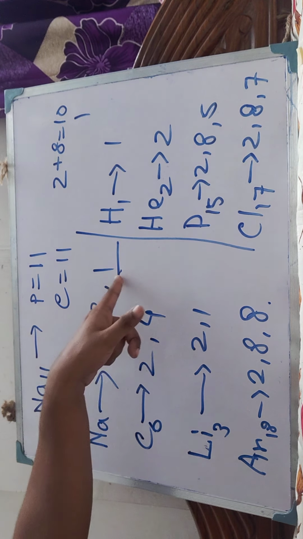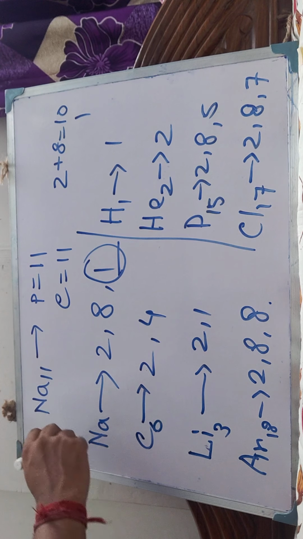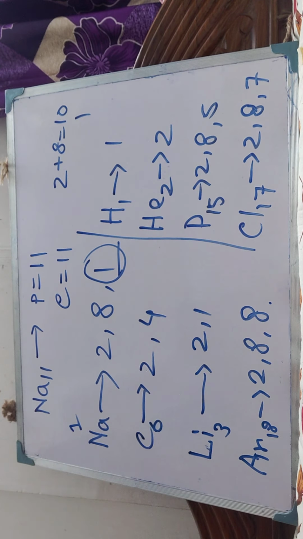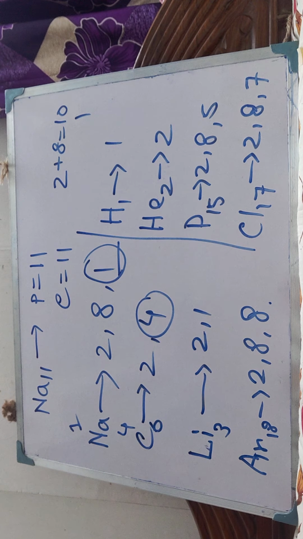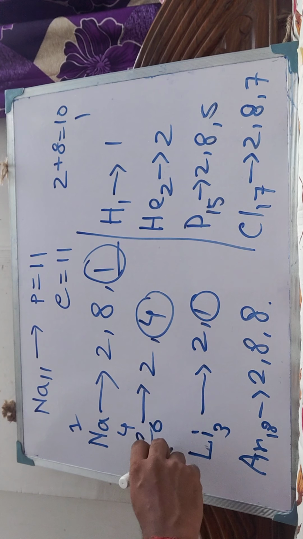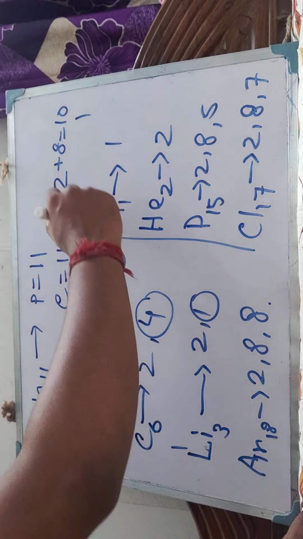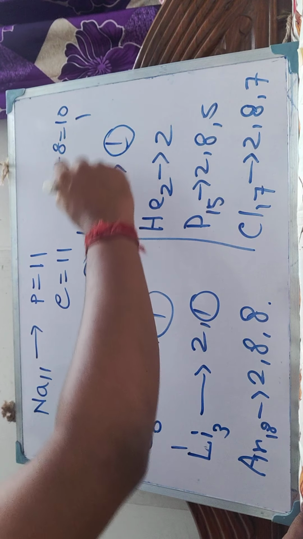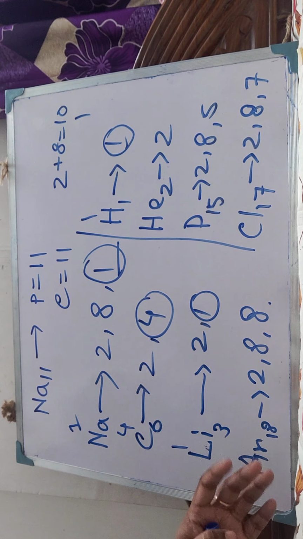See, in case of sodium, the number of electrons in the last shell is 1. So the valency is also 1. Clear? In case of carbon, it is 4. So valency is also 4. In case of lithium, it is 1, so valency is also 1. In case of hydrogen, it is also 1. That is why valency is 1. In case of helium and argon, we will talk about it later.